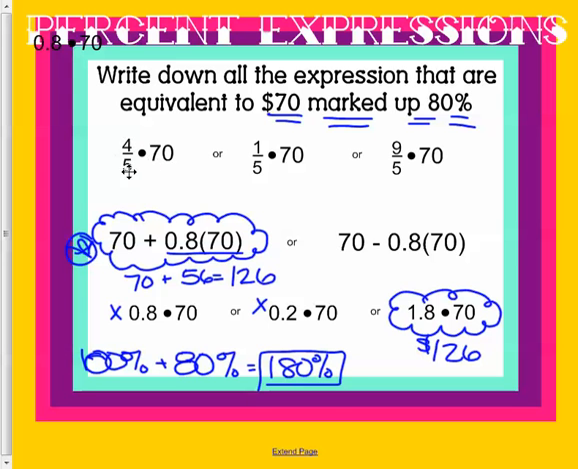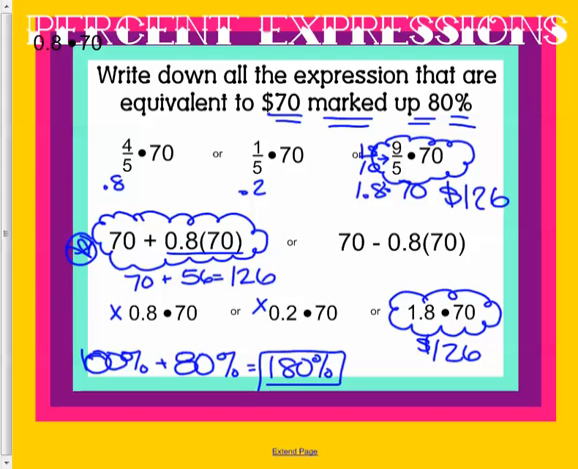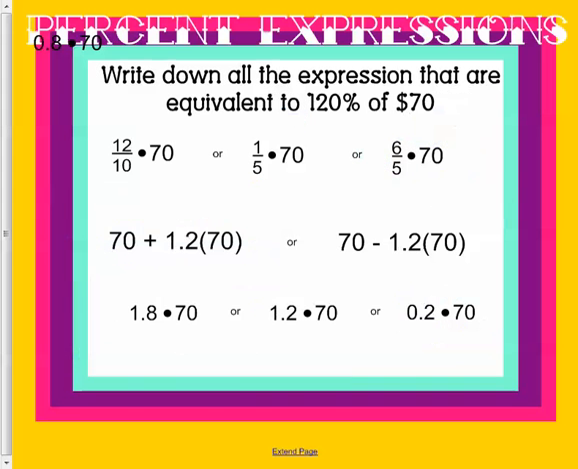Okay, 4/5, that's 80%. So you're just multiplying it and you're not adding anything on. This is 20% and you're multiplying it and you're not adding anything on. But this one, if we look at 9/5, that's really 18/10 or 1.8 times 70, which gives us our $126.